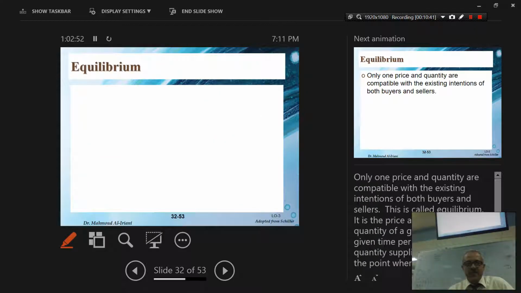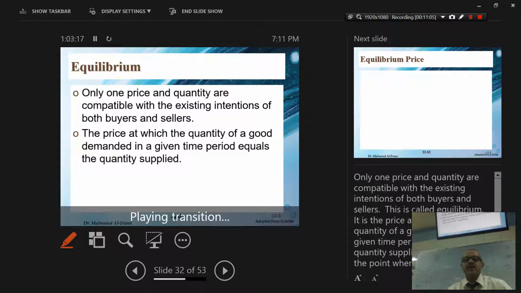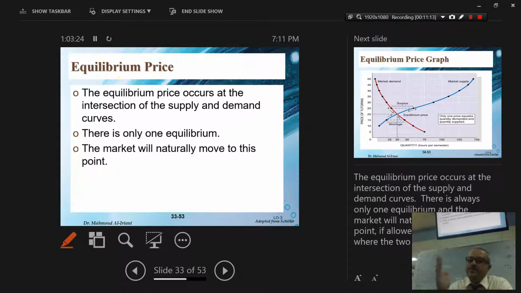And let's see. We've got this equilibrium. What is the equilibrium point? It is when they both meet. Right? So there is only one price and quantity that are compatible with all existing intentions of both buyers and sellers. A price at which the quantity of the good demanded in a given time period equals the quantity supplied. So we want 5 and they have produced 5, so we're happy. So that's the equilibrium point. At the equilibrium price, people will be happy.